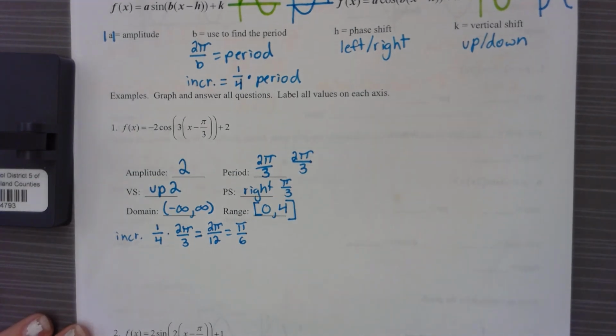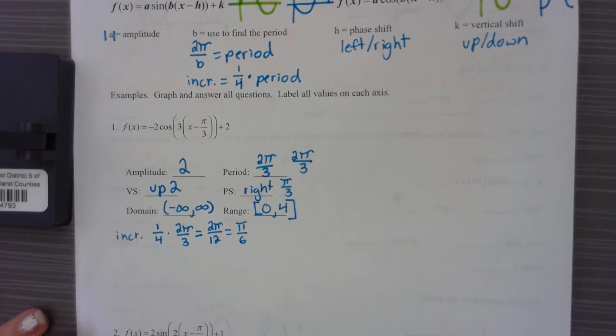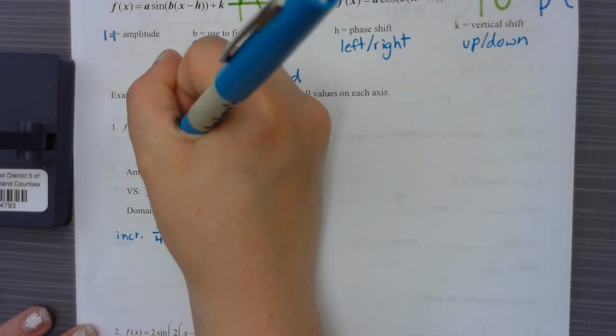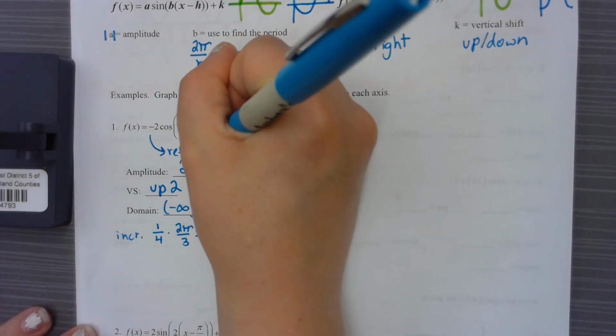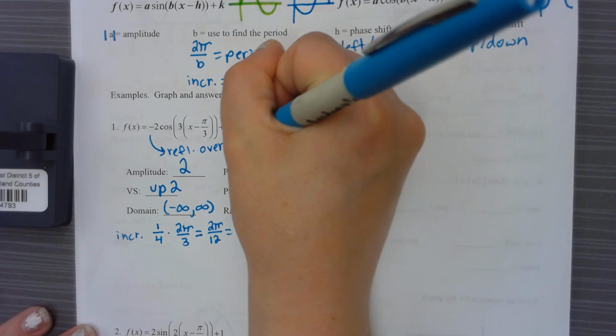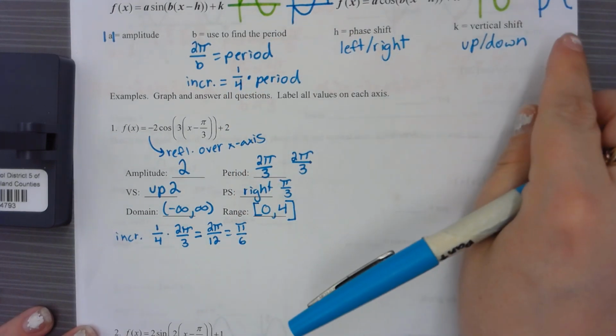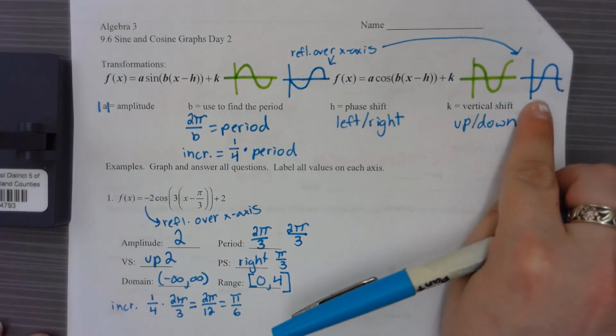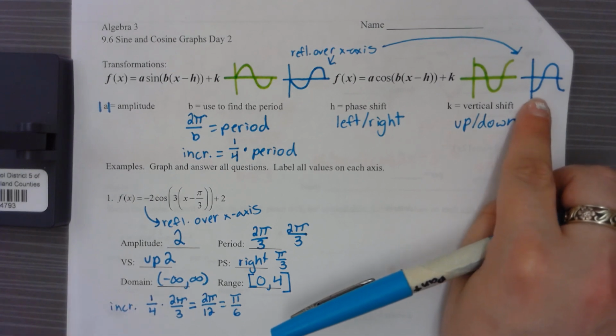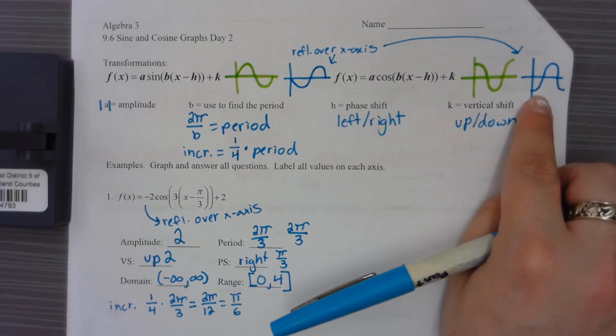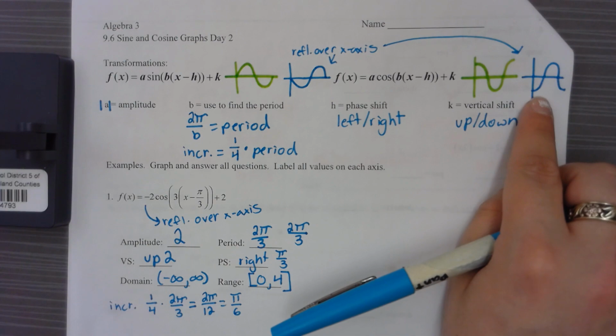Okay. And do I have any other transformations I need to worry about? I do. I have a negative out front, so that means I am going to have a reflection over the x-axis. So what that means is that my graph, it's a cosine and it's reflected. It's going to look like this. It may be moved around slightly, but this is what it should look like. Does that make sense to everybody?